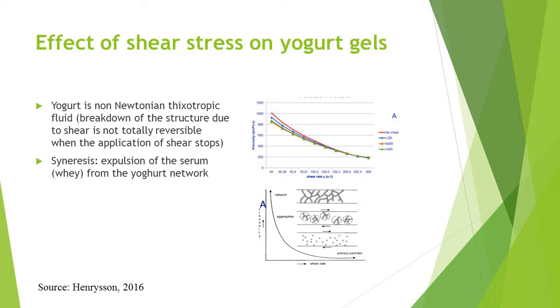The exopolysaccharides in the serum phase increase product viscosity and water holding capacity. When a high shear is applied, the exopolysaccharides are broken up, large deformations occur to casein gels, and the system becomes a nearly Newtonian fluid.